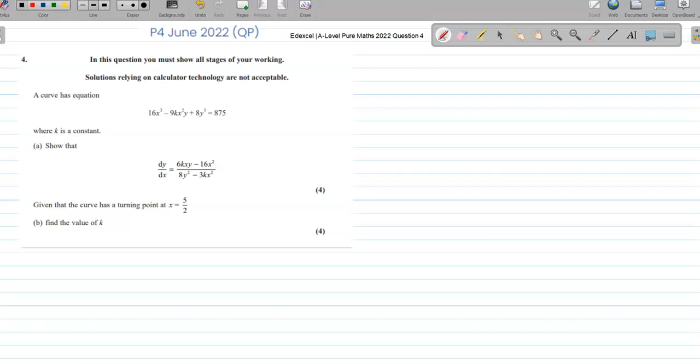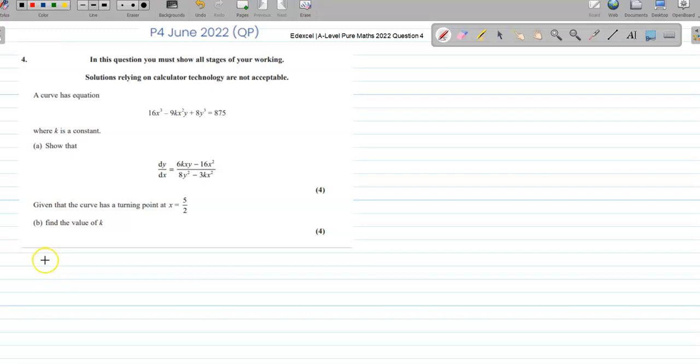Let's work through question 4 from the June 2022 A-Level Pure Mathematics booklet. We have a curve which has the equation as shown here, where k is a constant. You're required to show that dy by dx, the gradient, is equal to this term here. And given that the curve has a turning point at x equals 5/2, you're required to find the value of k. So let's work out dy by dx.